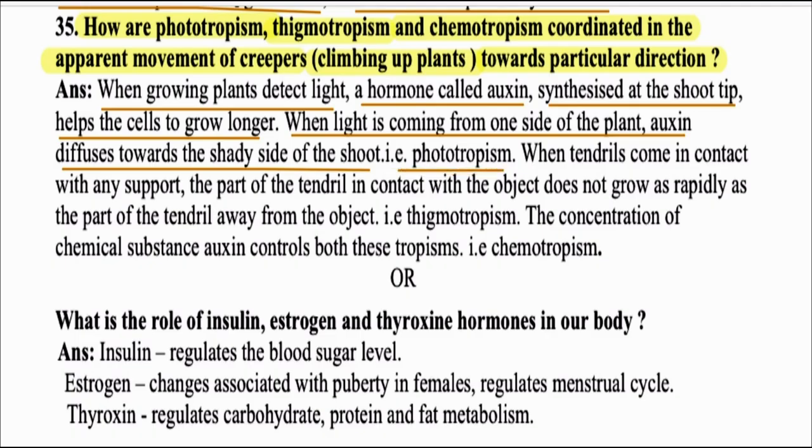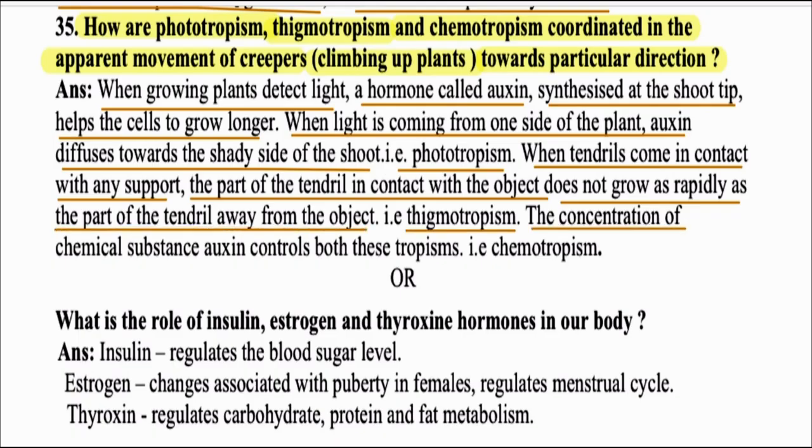Therefore, phototropism. When a tendril comes in contact with any support, the part of the tendril in contact with the object does not grow as rapidly as the part of the tendril away from the object, known as thigmotropism. The concentration of the chemical substance auxin controls both these tropisms, which is chemotropism.